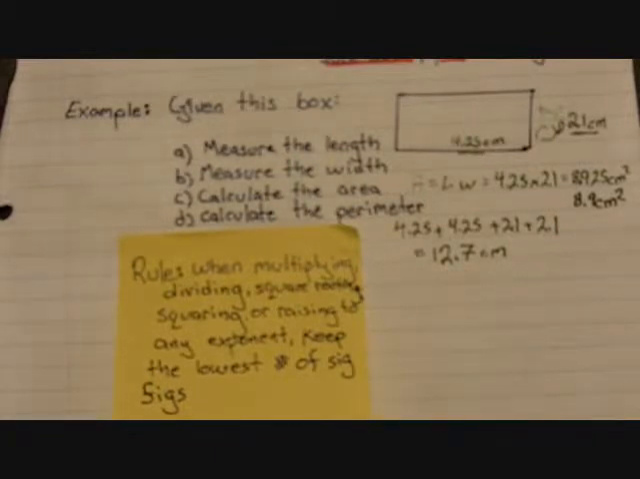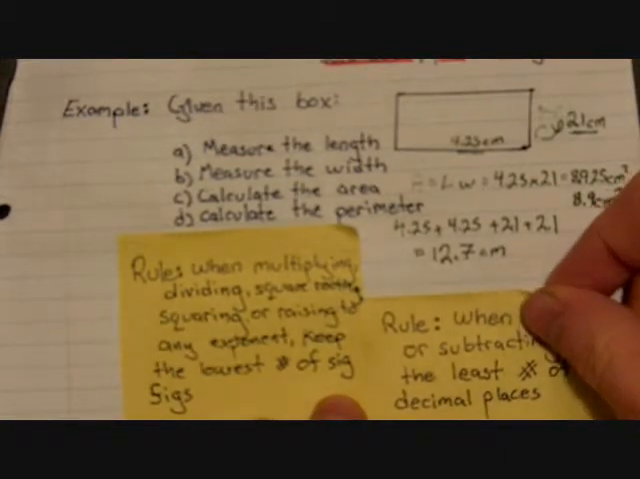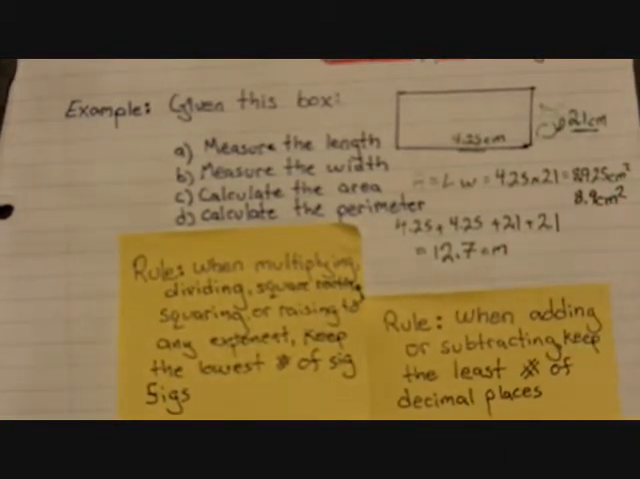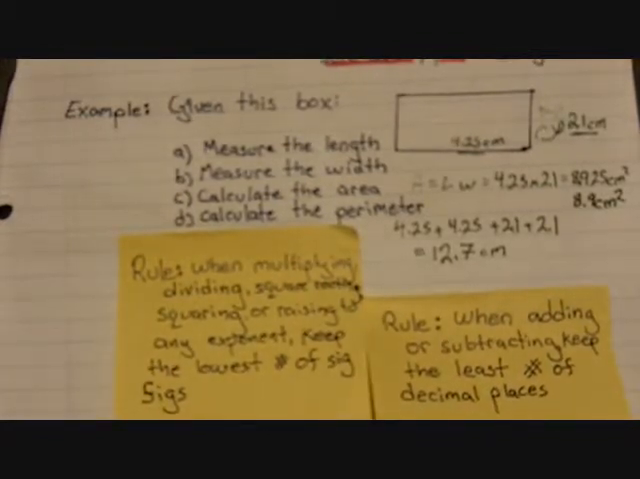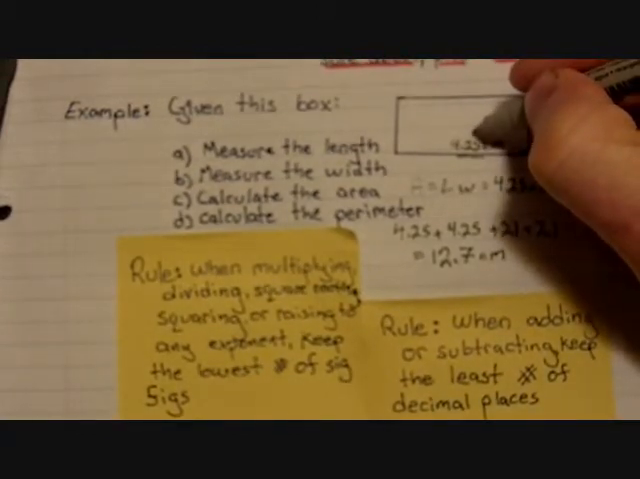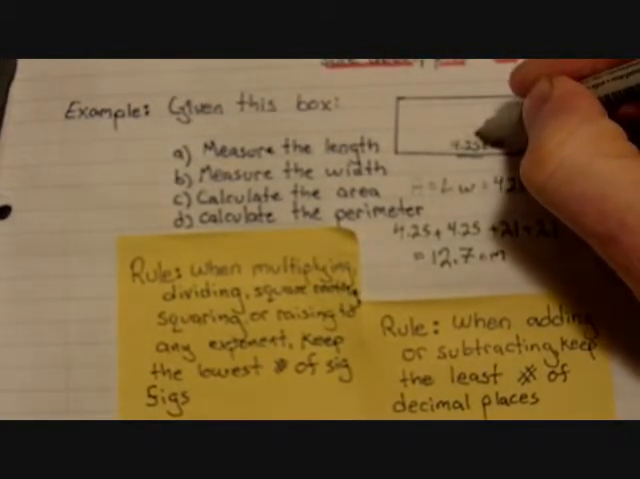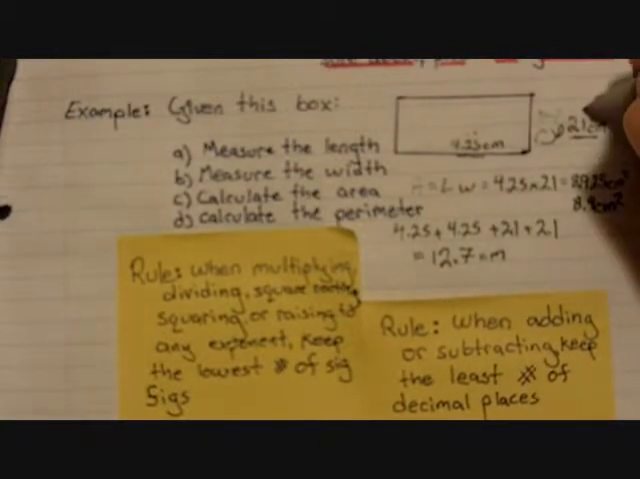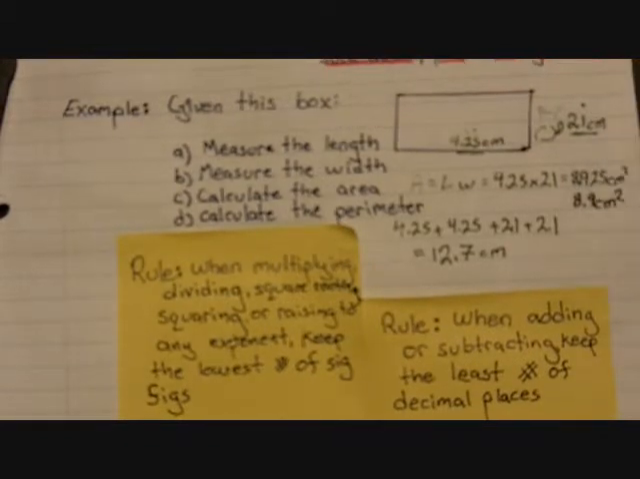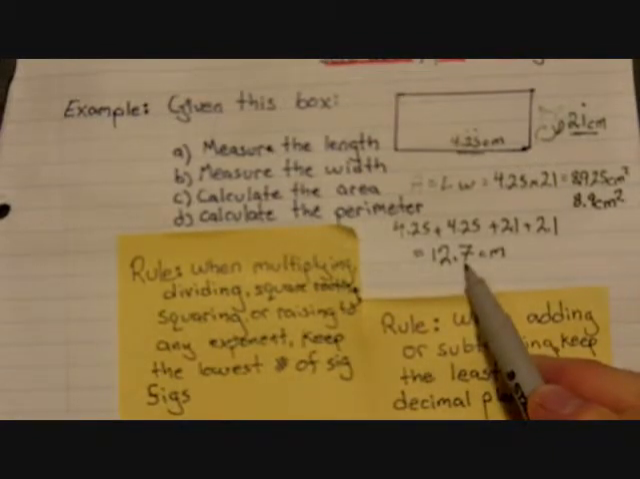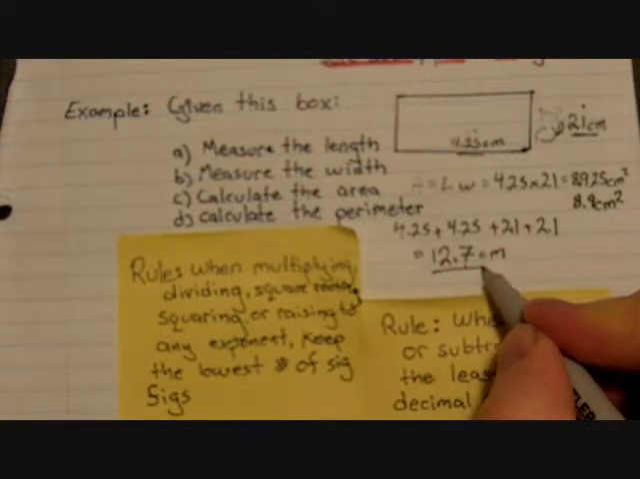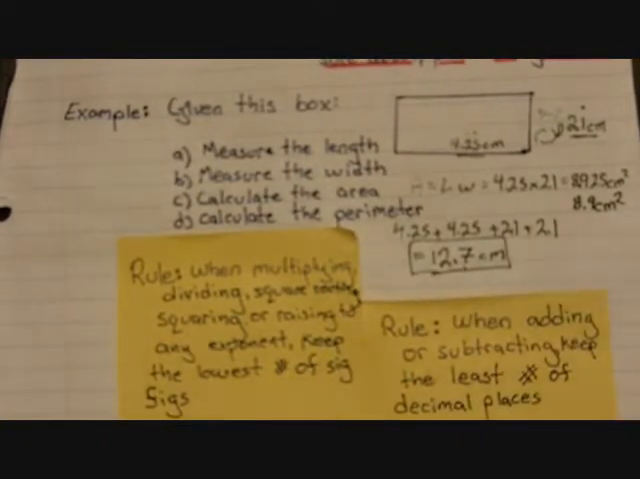Well, actually no, because for addition and subtraction, there's a second, different rule. When you're adding or subtracting, you want to keep the least number of decimal places. In this one, there were 2 decimal places, 0.25. In this one, there's only 1. So our final answer should have only 1 decimal place. And as it happens, it does. 12.7, the 7 is in the first decimal place. So we don't have to round this one at all.